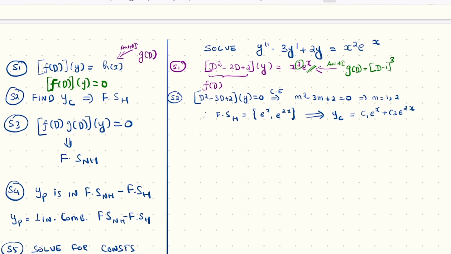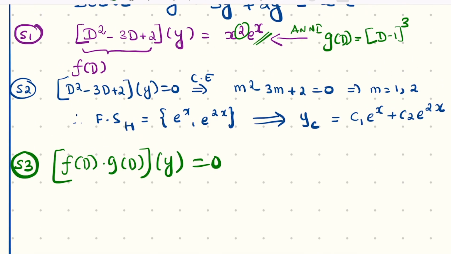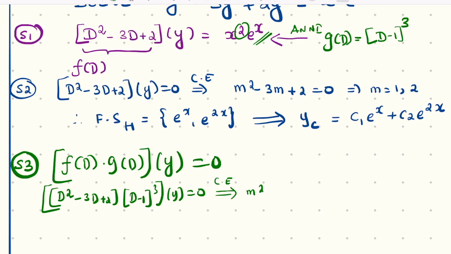Now let's take a look at step 3. Let's change the color. We are trying to find the first part of yp. To do that, I'm going to operate f of D with g of D, and I'm going to operate this on the function y. Basically, I'm trying to find the function that gets annihilated by f of D operated with g of D. When I do that, I have D squared minus 3D plus 2, this operator, operated on D minus 1 cubed, and the whole thing operated on y is equal to 0, whose characteristic equation, by the way, is going to be m squared minus 3m plus 2 multiplied by m minus 1 cubed equal to 0.